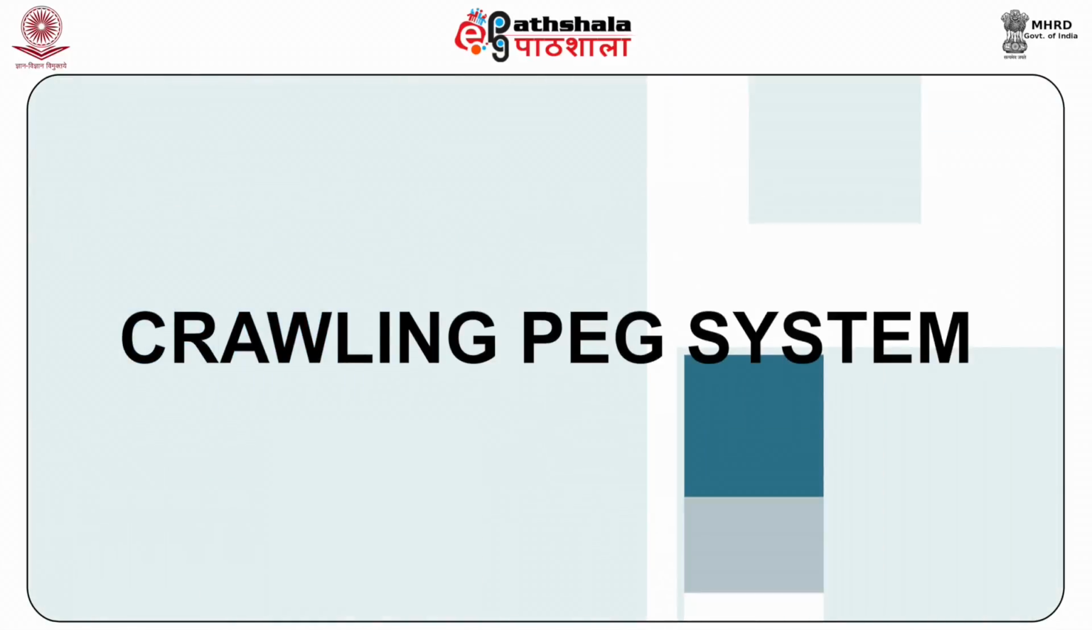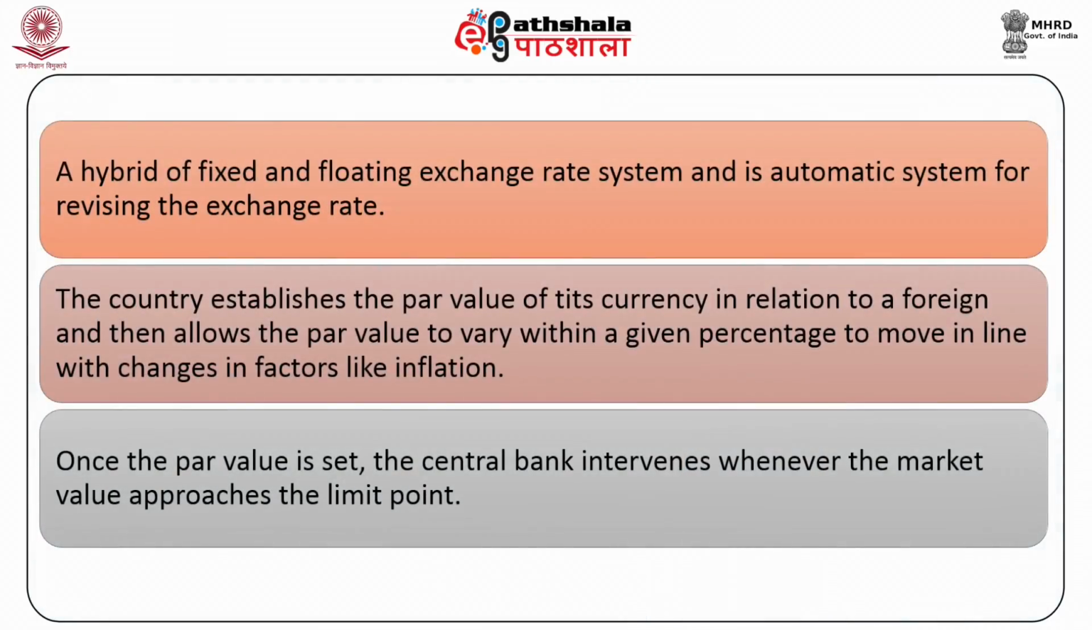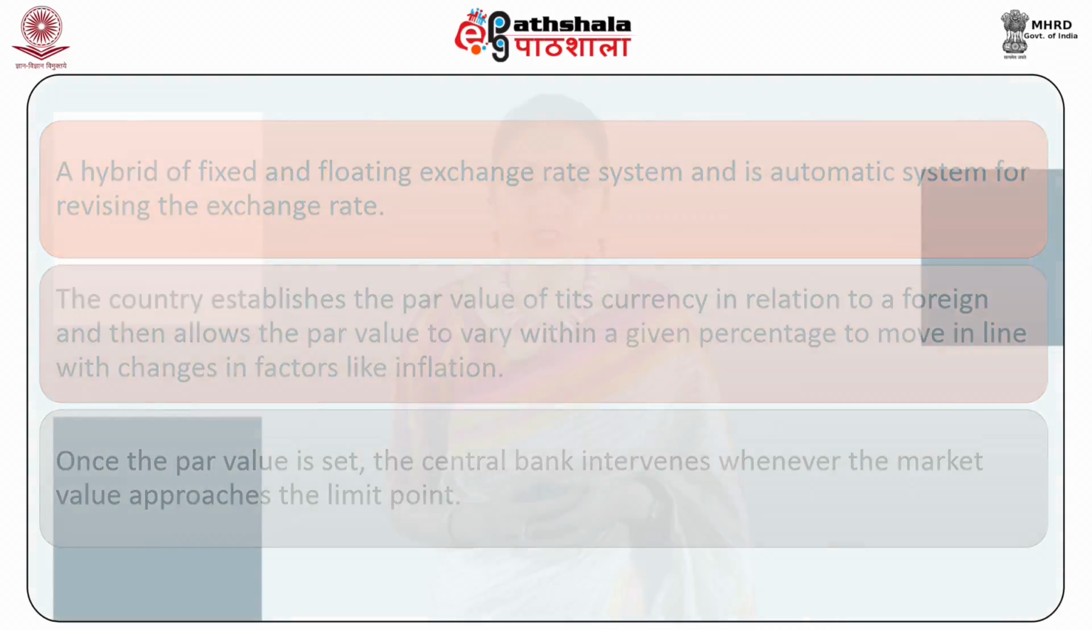Crawling peg system. This system is a hybrid of fixed and floating exchange rate system and is an automatic system for revising the exchange rate. Under this system, the country establishes the par value of its currency in relation to a foreign currency and then allows the par value to vary within a given percentage to move in line with the changes in the factors like inflation. Once the par value is set, the central bank intervenes whenever the market value approaches the limit point.